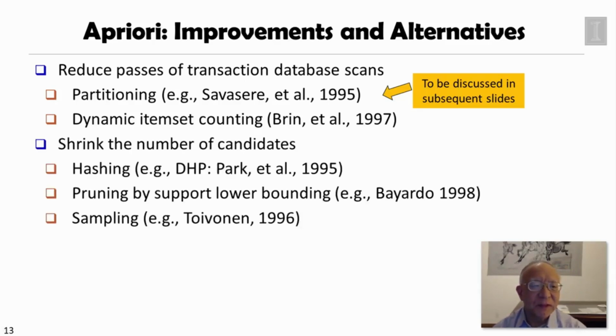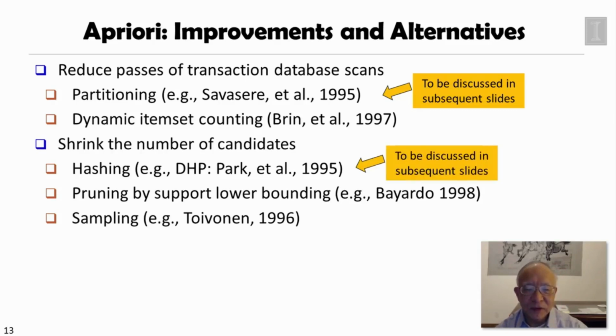Another line of work is how to shrink the number of candidates. You generate a very large number of candidate sets in many cases, so shrinking the number of candidate sets to be generated could be a big saving. The hashing method is an interesting one. For mining max patterns, Bayardo also proposed pruning by support lower bounding. Another interesting method is the sampling method proposed by Toivonen.